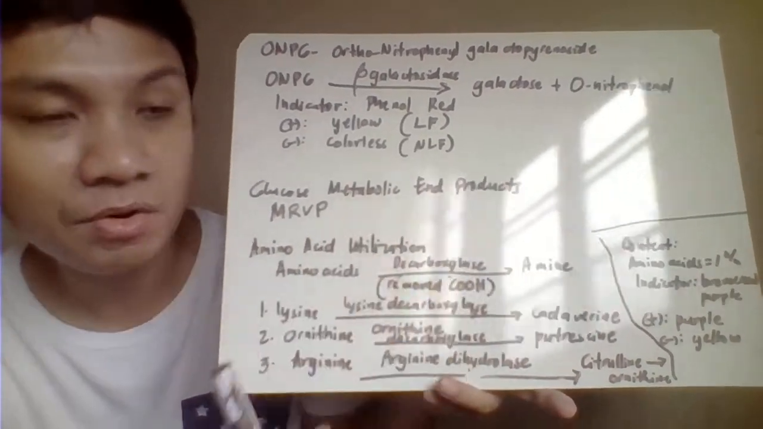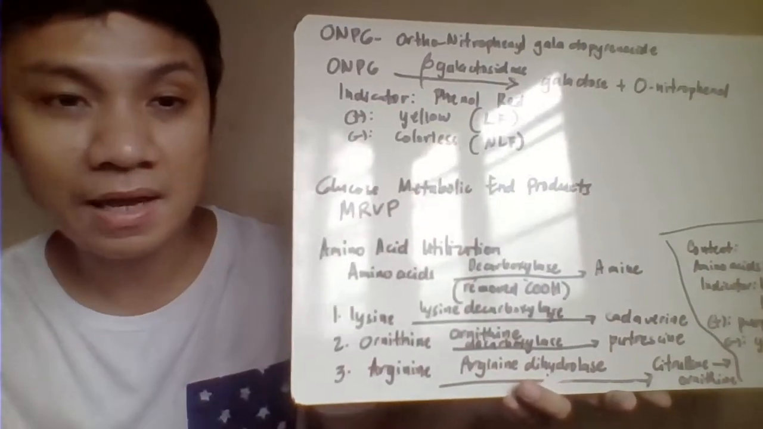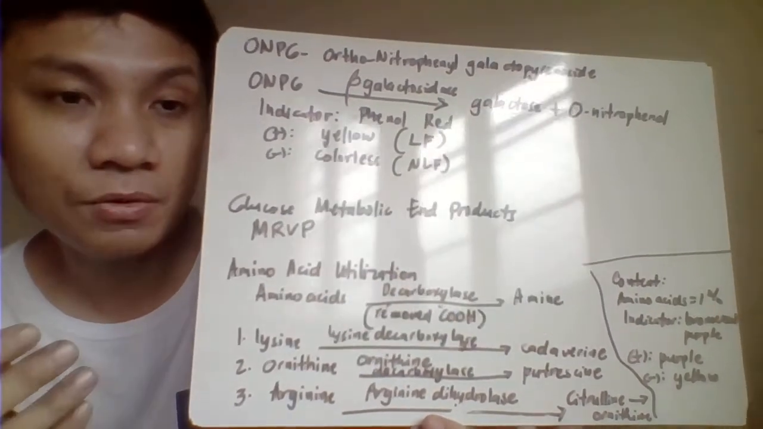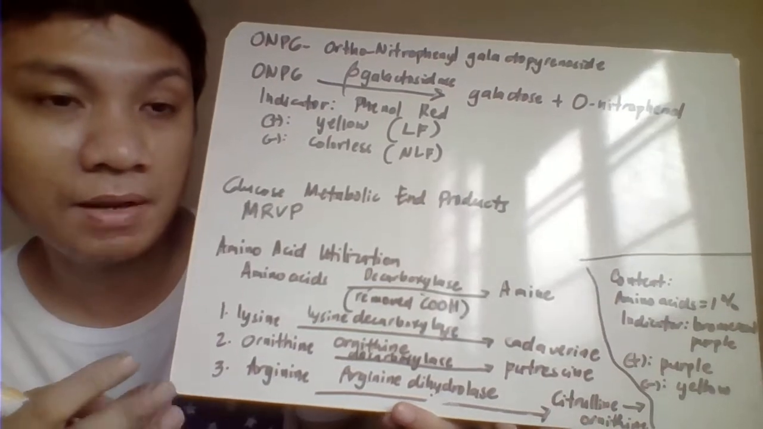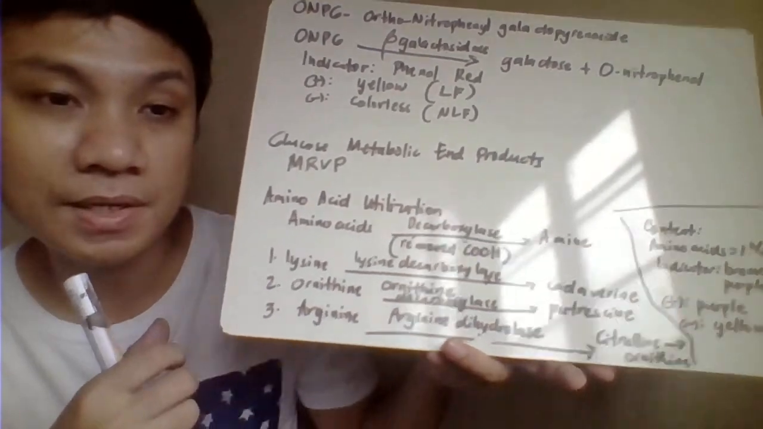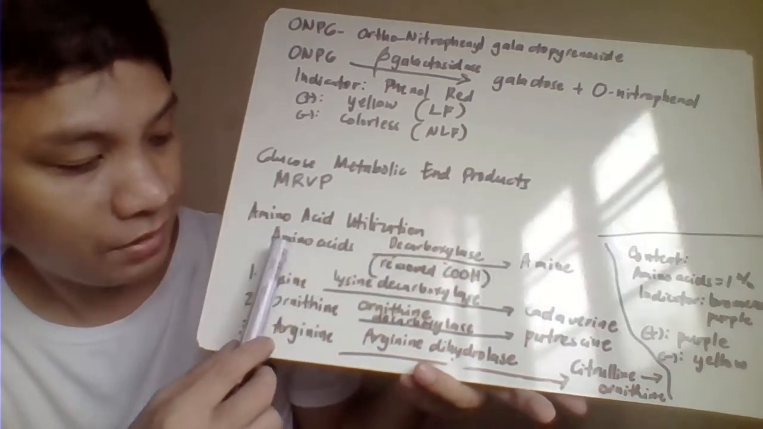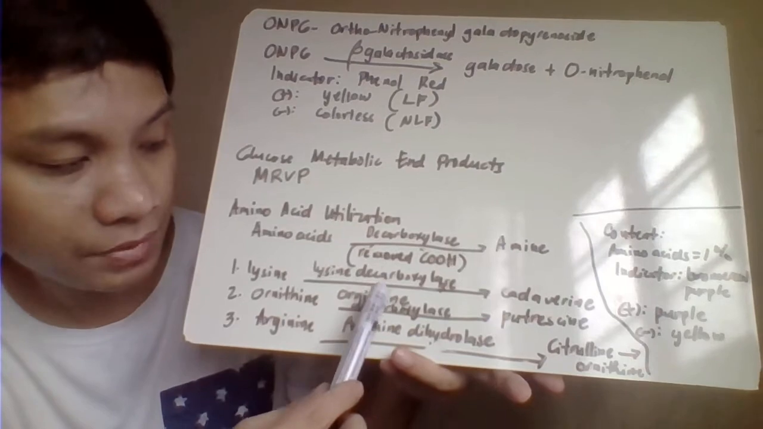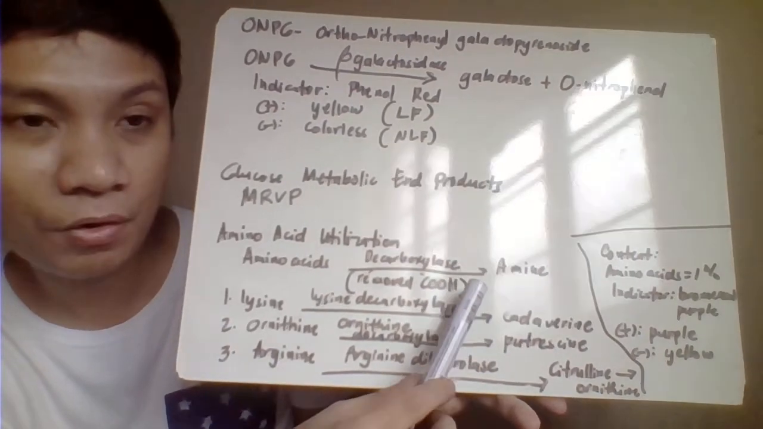Why decarboxylase? Remember here that your amino acid is made up of the carboxyl and amino group, right? If your bacteria try to catabolize or utilize amino acid, it could catabolize that one by removing the carboxyl group if it has the enzyme decarboxylase. The amino acid's carboxyl group is removed by the enzyme decarboxylase, converting that one to the amine group or the diamine.